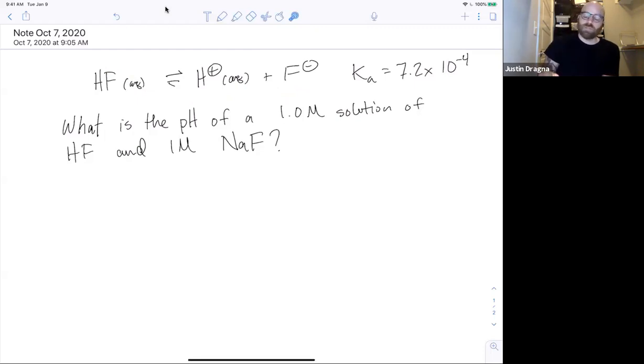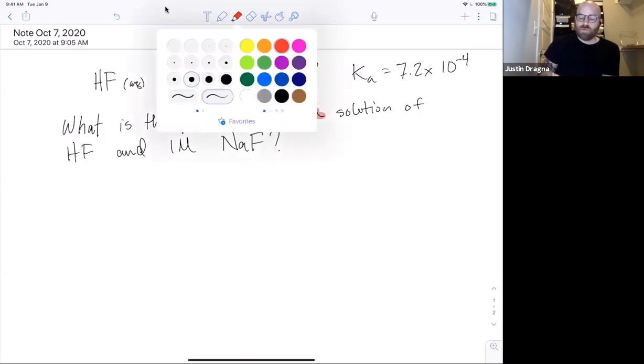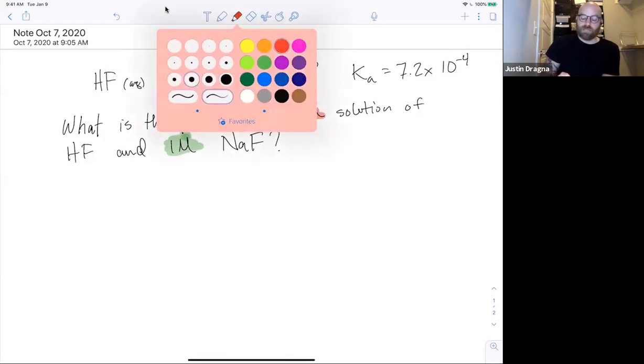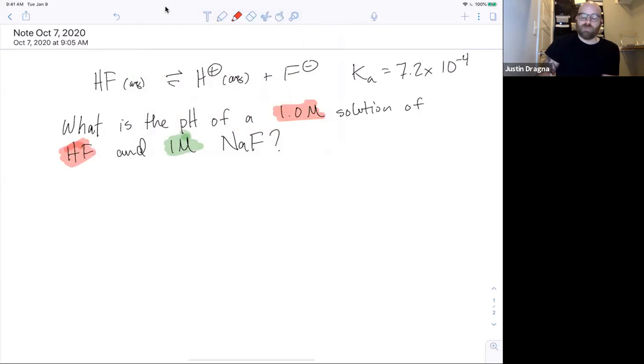But here, what's unique is that we're starting out with some acid, but before we even start the reaction, we've dissolved some of its conjugate base. We have 1 molar HF, but before we even let the thing come to equilibrium, we've already added some of its conjugate base in.